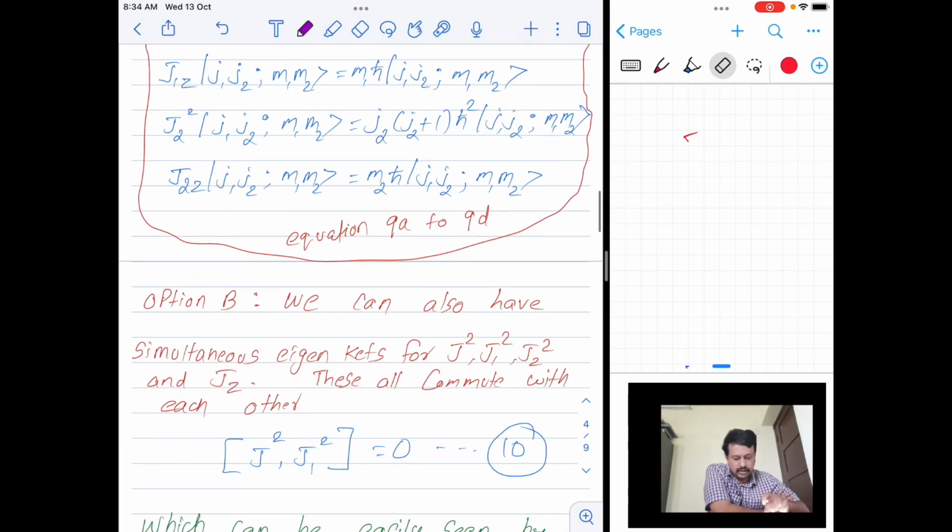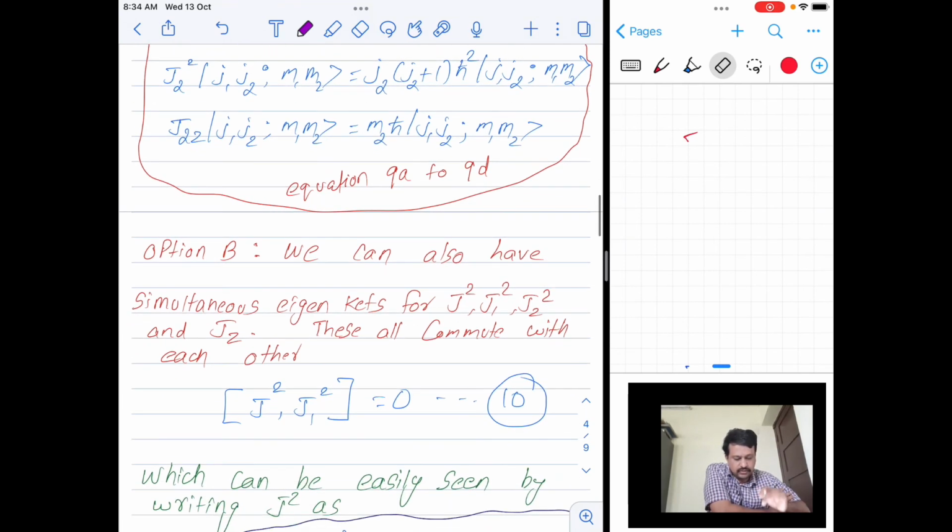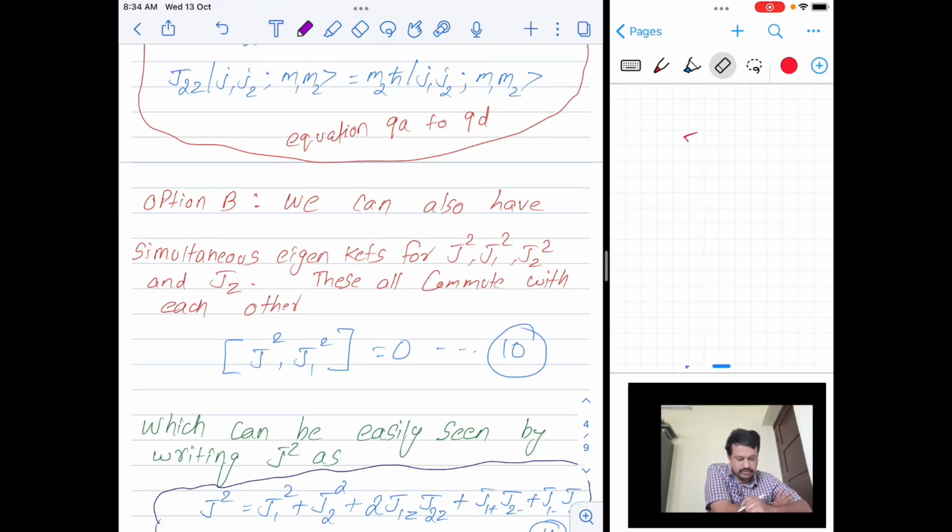In option B, we can also have simultaneous eigenkets for J square, J1 square, J2 square and Jz. All these operators commute with each other, that is, J square comma J1 square equal to 0, and J square comma J2 square equal to 0. So anyway they commute with each other.